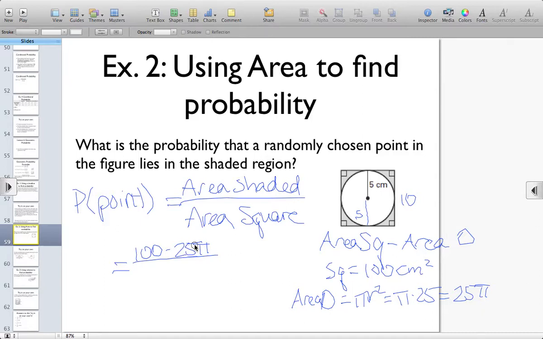All right, and if pi is about 3.14, 25 times 3 is about 75. So it gives you an idea of what to expect in the numerator, out of the total area. So type this into our calculator, and the answer we get is approximately 0.2149. Move it over twice to get the percent, and rounding to the nearest tenth of a percent, this would be 21.5%. So that's the probability that some random point, I close my eyes and hit it, is going to be in the shaded region only.